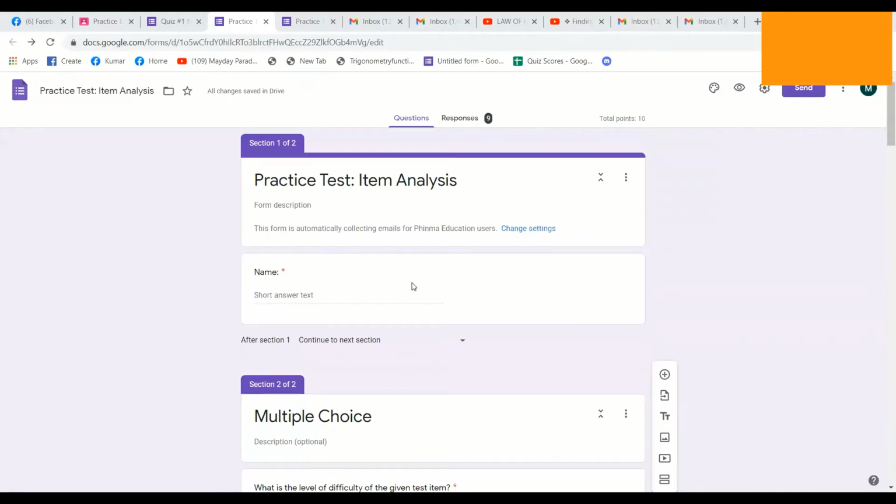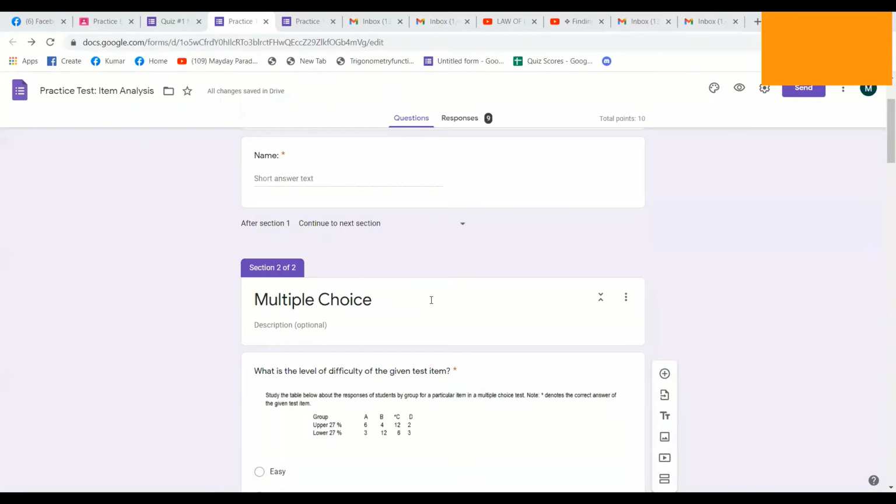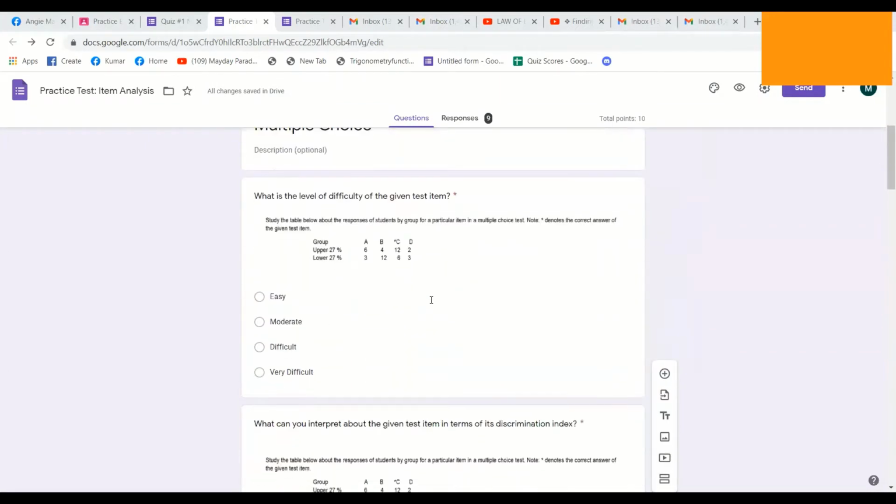Good morning, everyone. Now let's try to process the practice tests that I gave to you last time related to item analysis. We will start with item number one. It says here, what is the level of difficulty of the given test item?